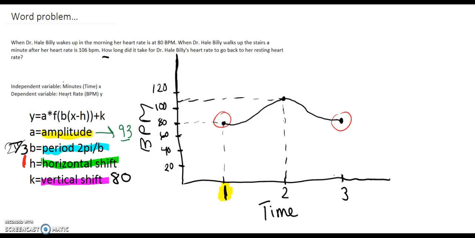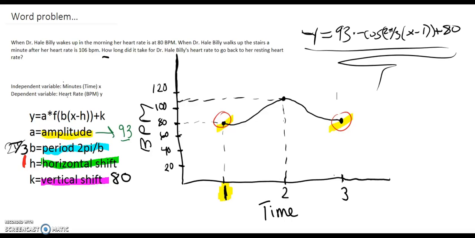Our graph is a negative cosine because it starts at its minimum and ends at its minimum, as to a regular cosine, which starts at its maximum and ends at its maximum. So in conclusion, our word problem ends up being y equals 93 times negative cosine of 2 pi over 3 of x minus 1 close parentheses plus 80.